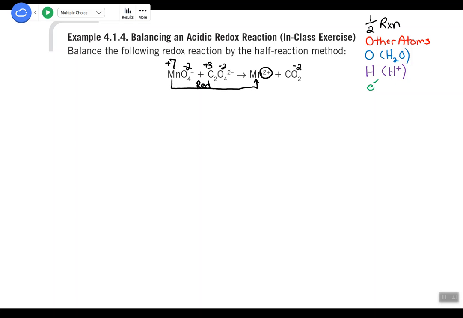Well, what's the oxidation number of carbon in carbon dioxide? We have 2 oxygens, each with a -2 oxidation number. The overall charge is 0. Therefore, carbon must be +4. That means carbon is going from +3 to +4. It is being oxidized. So step 1, do we have a redox reaction? Yes, we do. Something's being oxidized, something's being reduced. I'm going to take the reduction half reaction and put it on one side, and the oxidation half reaction and put it on the other.